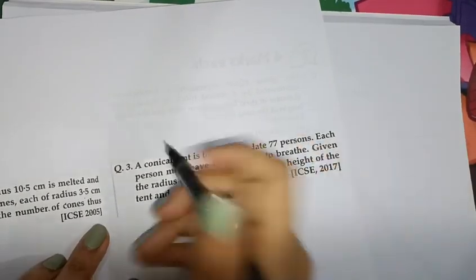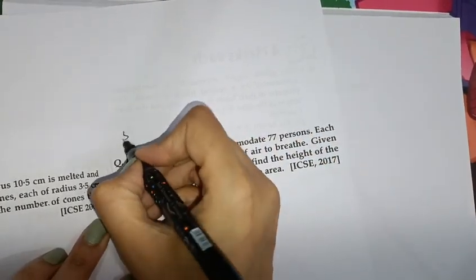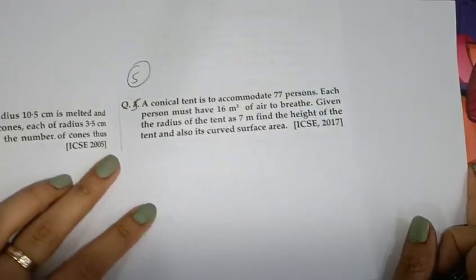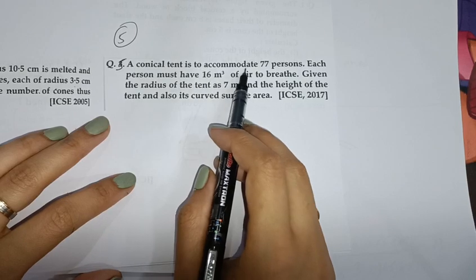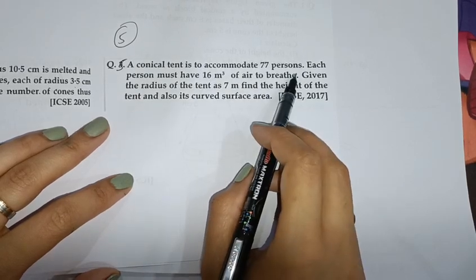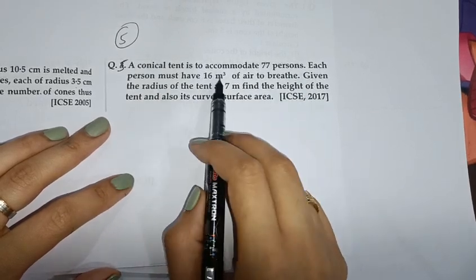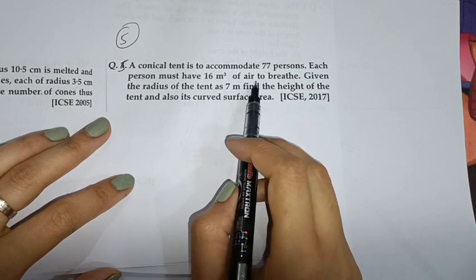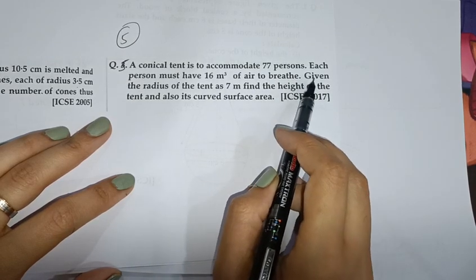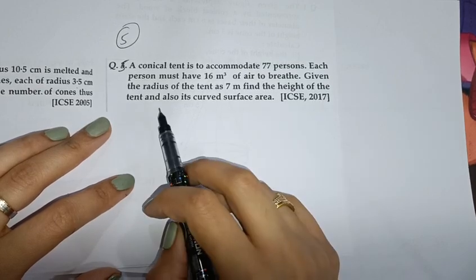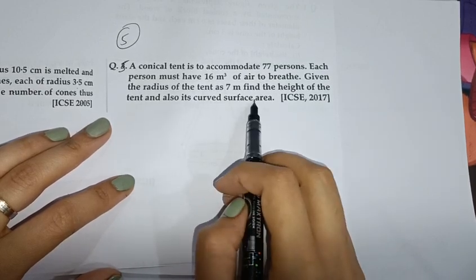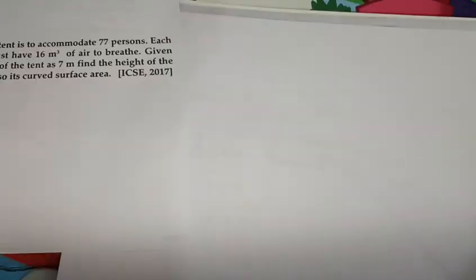So this is the question. This is my question number 5. A conical tent is to accommodate 77 persons. Each person must have 16 meter cube of air to breathe. Given the radius of the tent as 7 meter, find the height of the tent and also its curved surface area. So first of all, let's try to understand the situation. Then we'll write the given things.